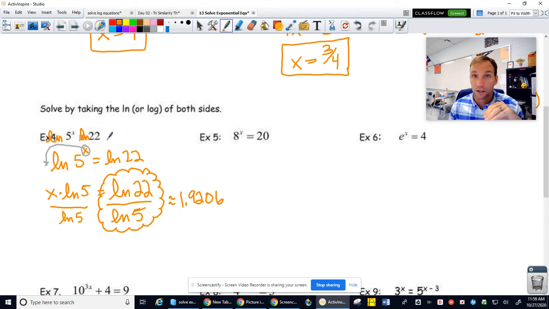Okay, so one way to do this is to just take the natural log of both sides. Natural log, not caring about anything, just take the natural log. Your calculator can do all of these things to give you the decimal.